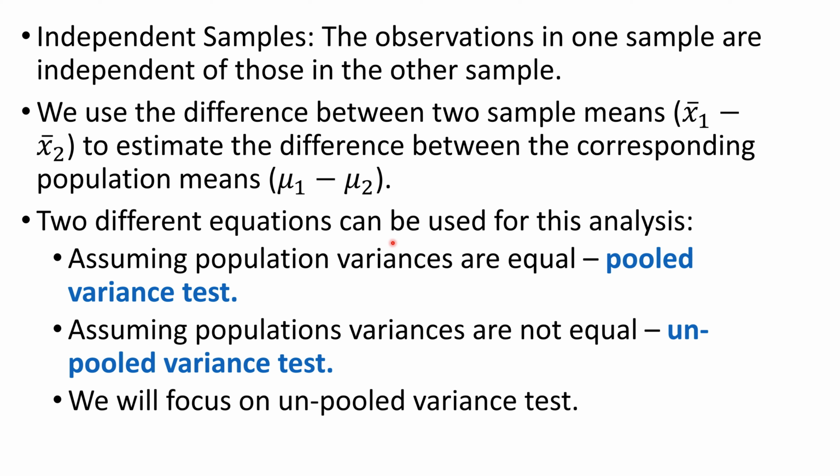Two different equations can be used for this analysis. First, assuming population variances are equal. This is called the pooled variance test. Another type will be assuming population variances are not equal. It is called the unpooled variance test. We will focus on the unpooled variance test. In other words, we are assuming population variances are not equal.